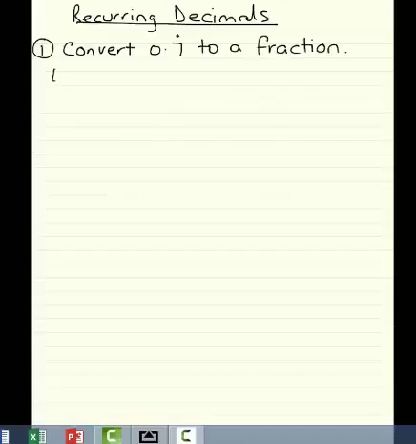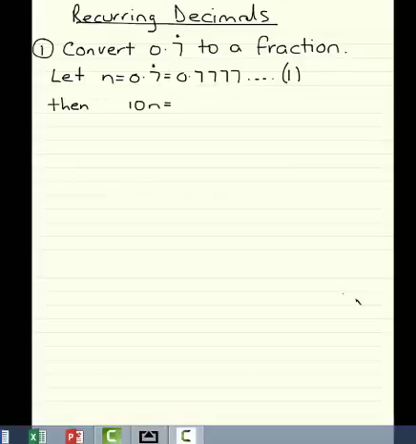Our first step is to let n equal to 0.7 repeater. So that equals 0.7777, continuing on forever. We'll call that equation 1. Next we multiply equation 1 by 10. So that gives us 10n on the left, and the decimal becomes 7.7777 repeater.